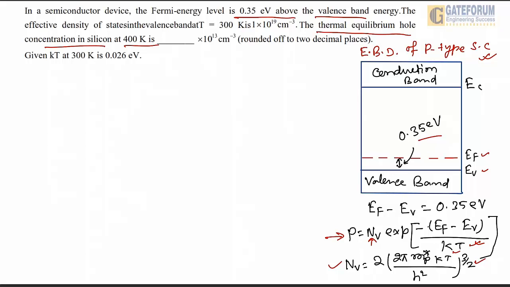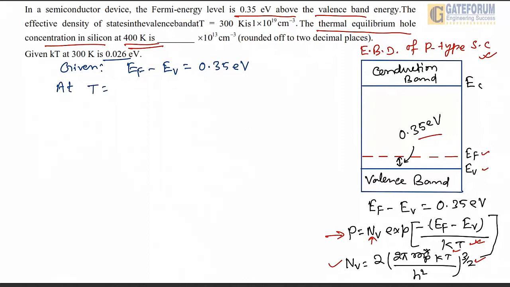It means whatever data is given, as per that we need to find the hole concentration at 400 degree Kelvin. So here the given data is EF minus EV equal to 0.35 electron volt, and at T equal to 300 degree Kelvin, the kT value is given as 0.026 electron volt.